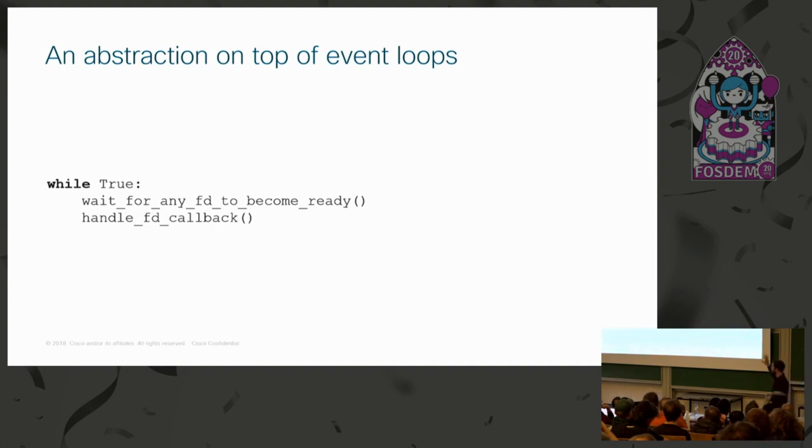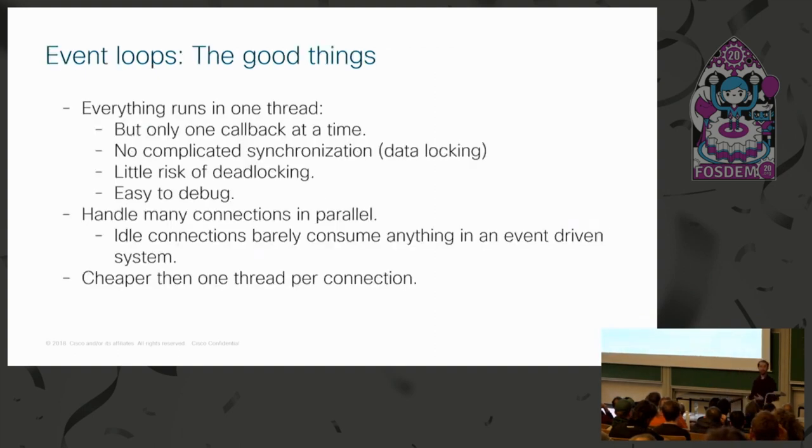So if you keep this in mind, then you see that we only run one callback at a time, right? And that's really the advantage of event loops. These callbacks won't interfere with each other. So we run everything in one thread, one callback at a time. There is no complicated synchronization like data locking and so on. It's also pretty easy to debug, because if you put a breakpoint in your code, your whole event loop will freeze, and you can inspect the state of all coroutines.